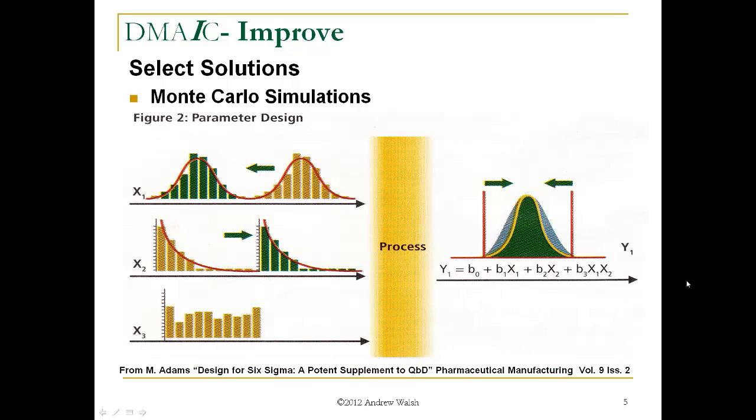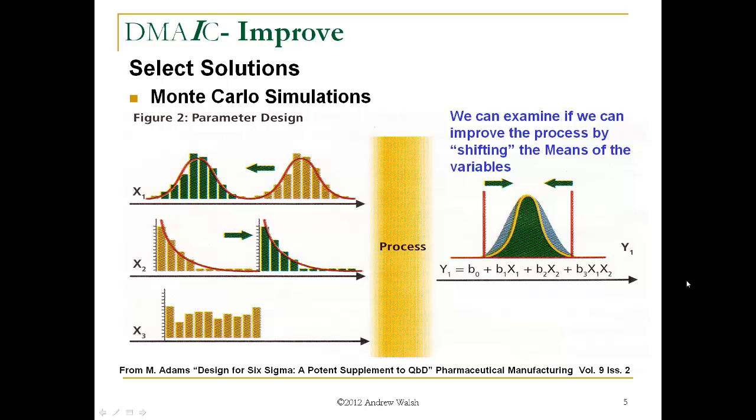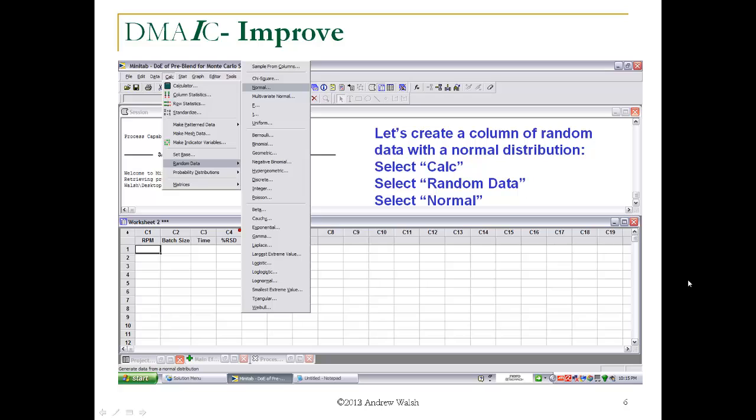The Monte Carlo simulation allows us to look at the Taguchi ideas of parameter design. For instance, we can examine the process to see if we can improve it by shifting the means of the variables. So what if we move the mean of X1 over here and shifted the mean of X2 over here? What would be the effect on the process? Would that improve the process? Would that get us a better output? And we can do this simply mathematically.